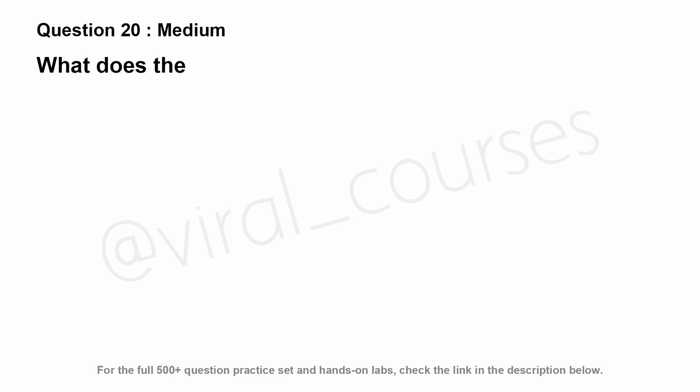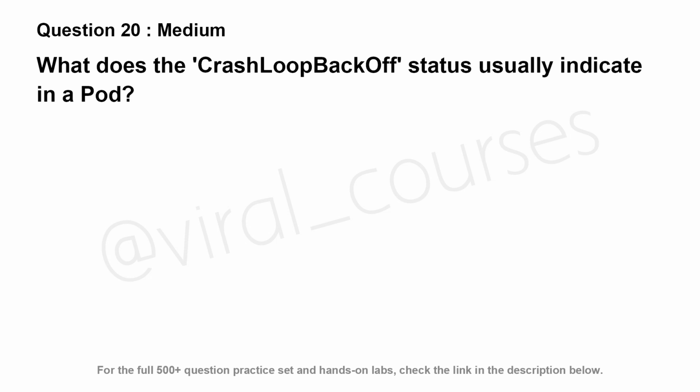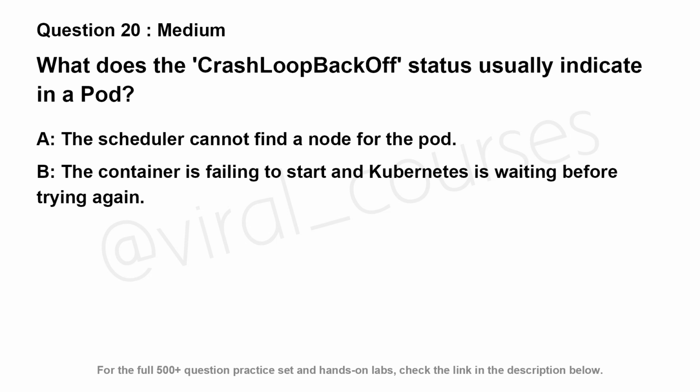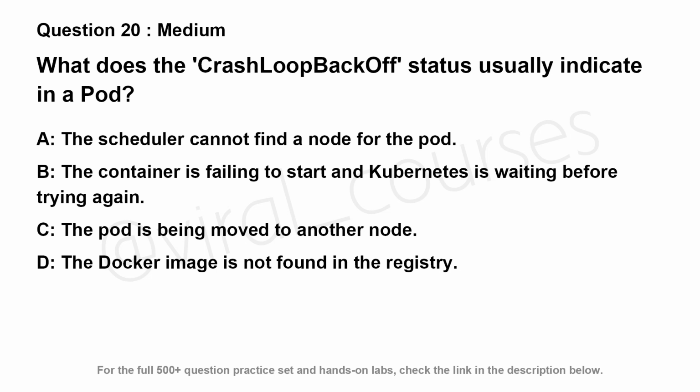What does the CrashLoopBackOff status usually indicate in a pod? Option A. The scheduler cannot find a node for the pod. Option B. The container is failing to start and Kubernetes is waiting before trying again. Option C. The pod is being moved to another node. Option D. The Docker image is not found in the registry.